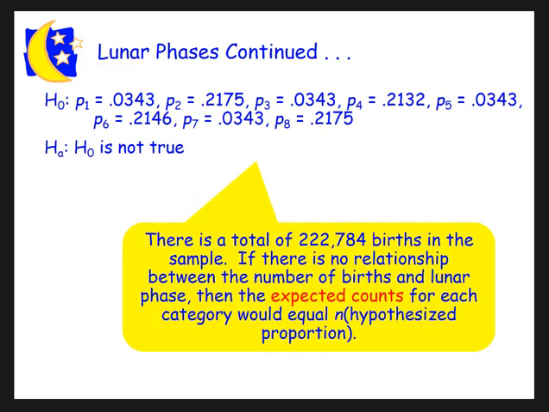So there are a total of 222,784 births in this sample. If there is no relationship between the number of births and the lunar phase, then the expected counts for each category should equal the total n times the hypothesized proportion, just n times p.